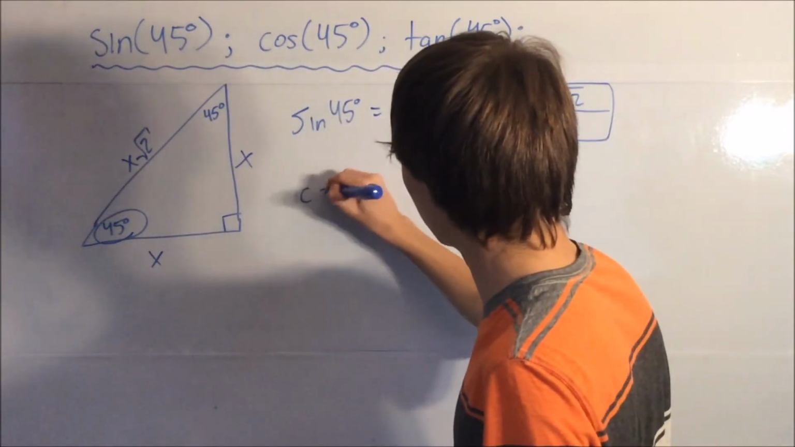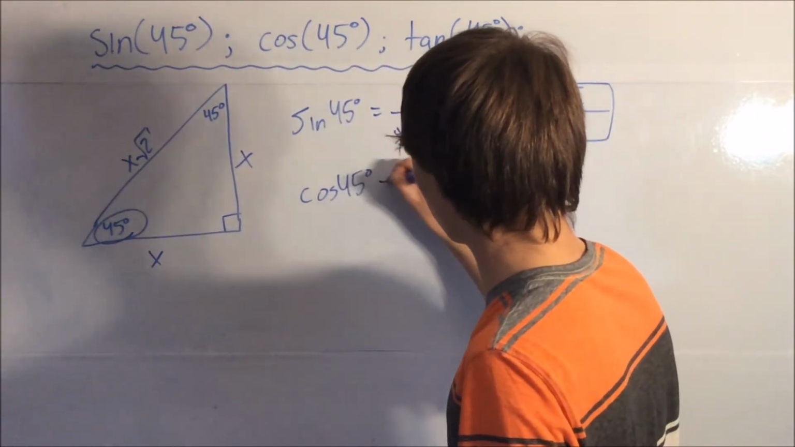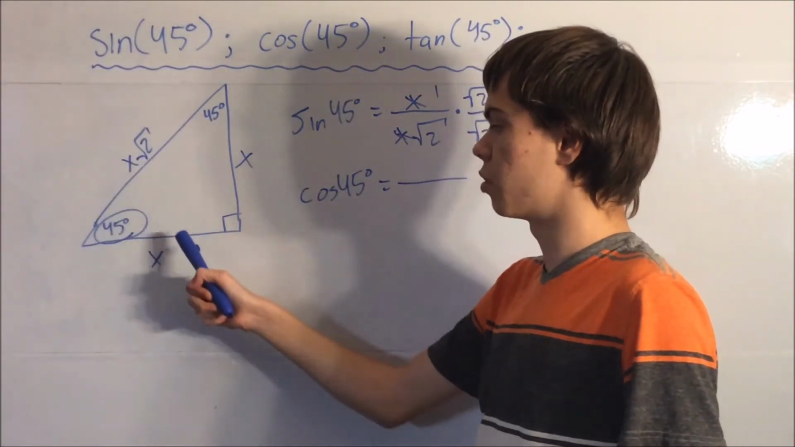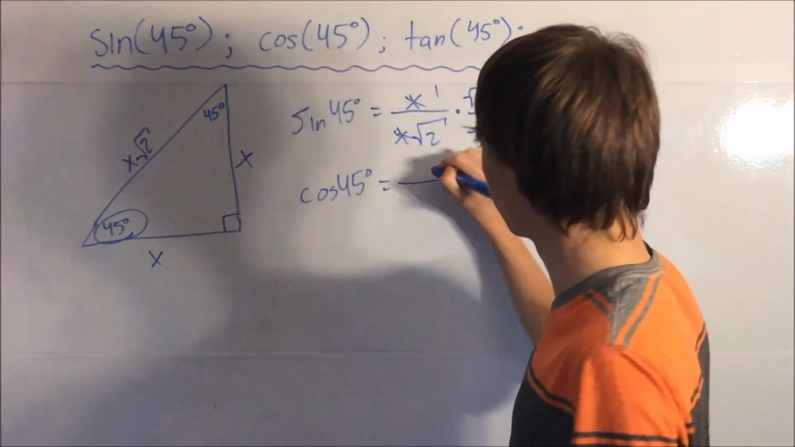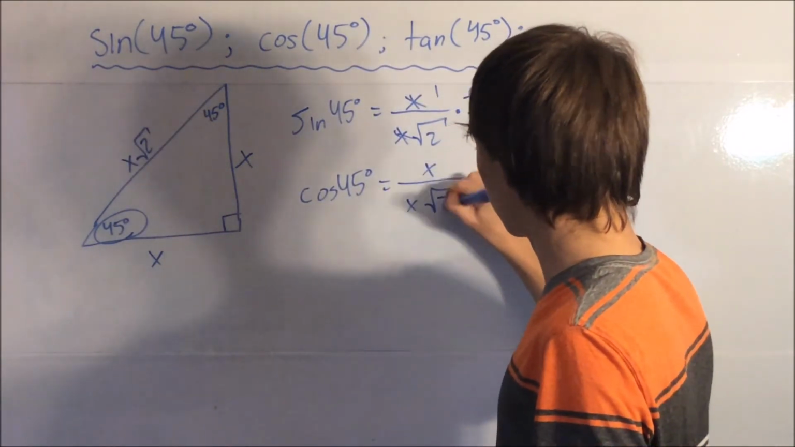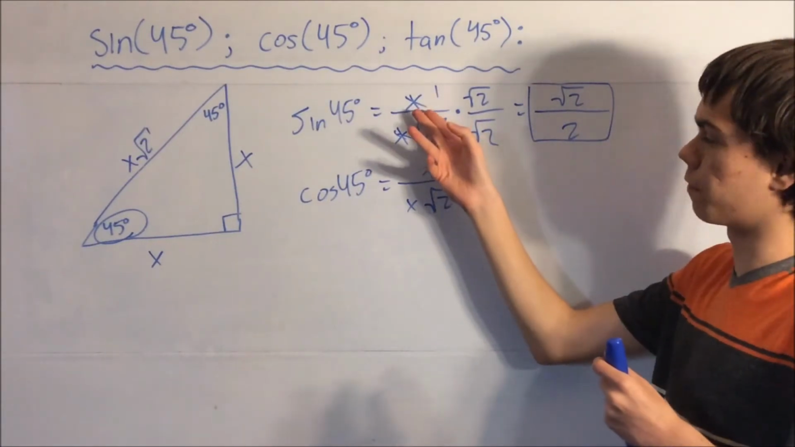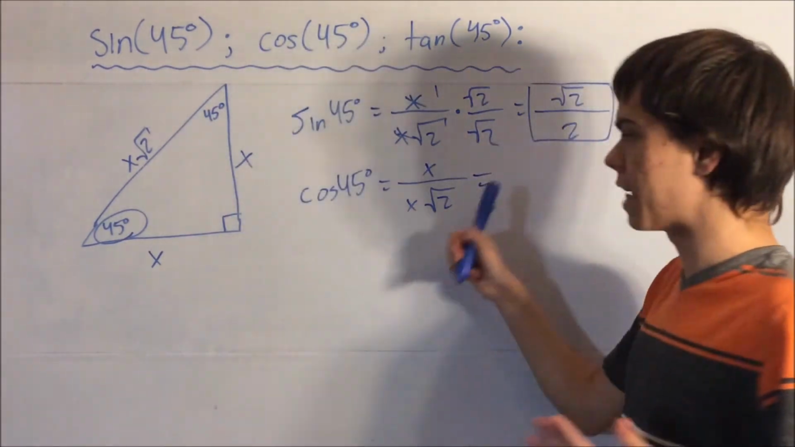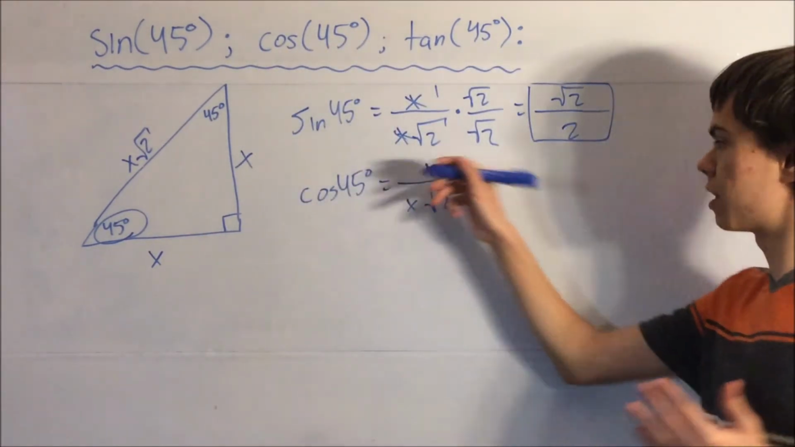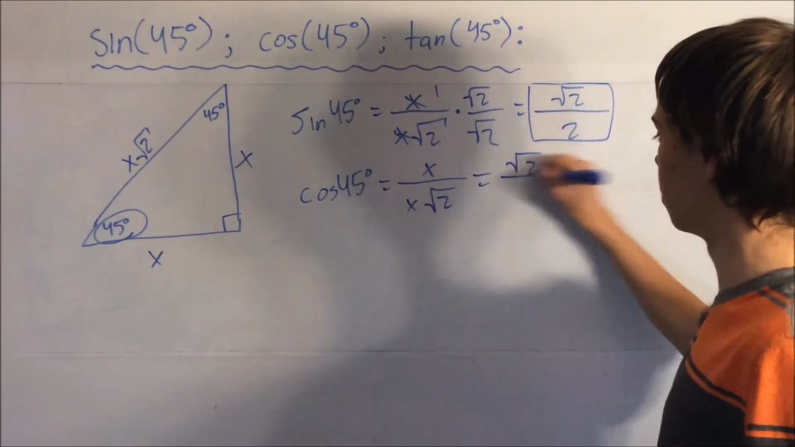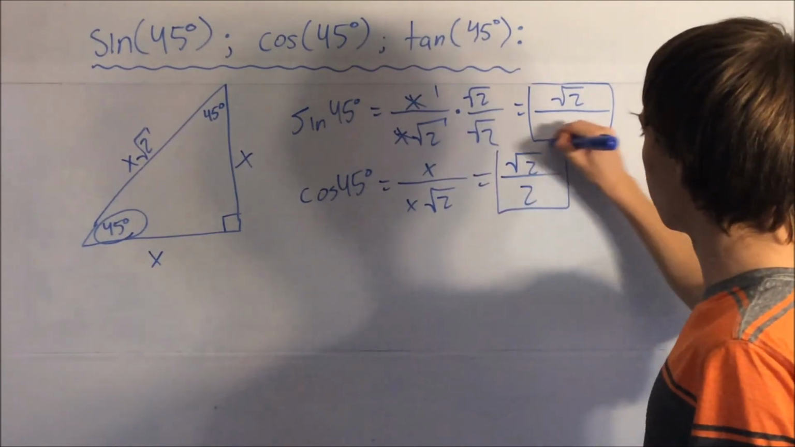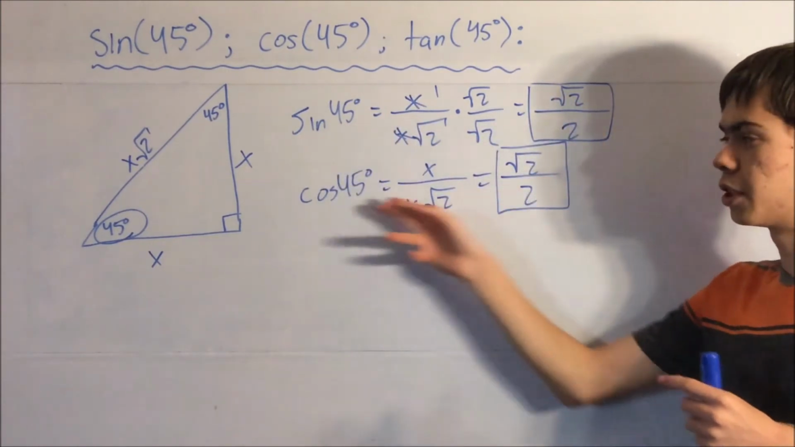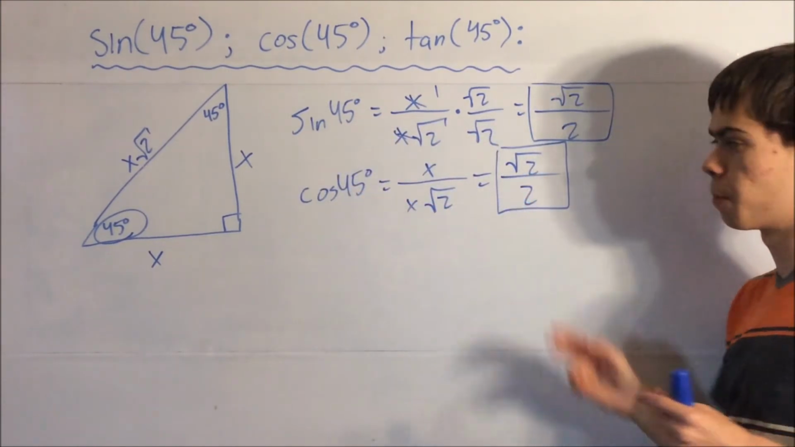Next, what we're going to do is figure out the cosine of 45 degrees. So remember, we're using this angle. So cosine is just adjacent over hypotenuse. So we have x over x radical 2. Now that's the same thing that we had for sine of 45 degrees, right? We originally had x over x radical 2. So as a result, we're going to get the same thing that we got for sine of 45 degrees. So we will get radical 2 over 2. So as you can see, the sine of 45 degrees is radical 2 over 2, and the cosine of 45 degrees is radical 2 over 2.